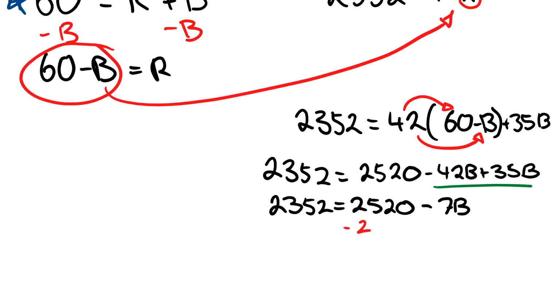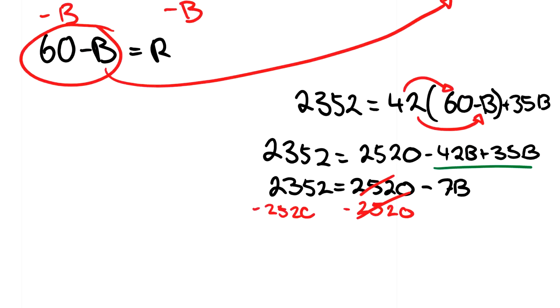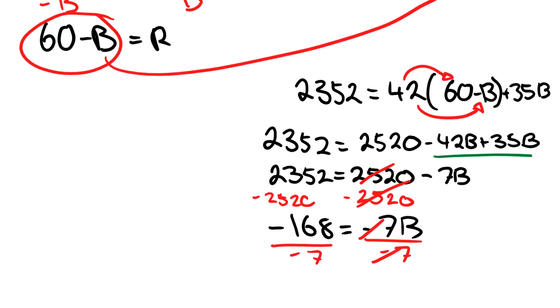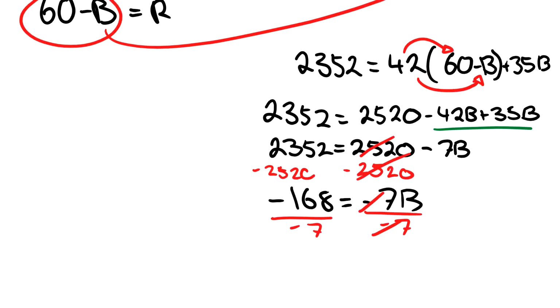And now we can solve it like a regular equation. So let's minus the 2,520. And we end up with negative 168. Let's do that a bit bigger. Negative 168 equals negative 7B. So let's divide by that negative 7 to both sides. They cancel out. And we get 24 equals B. So we know 24 of the blue boxes were sold.